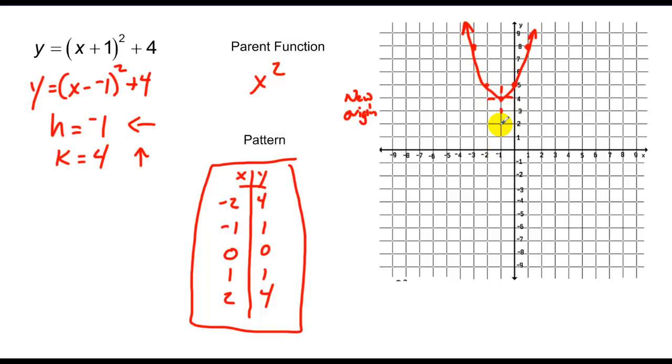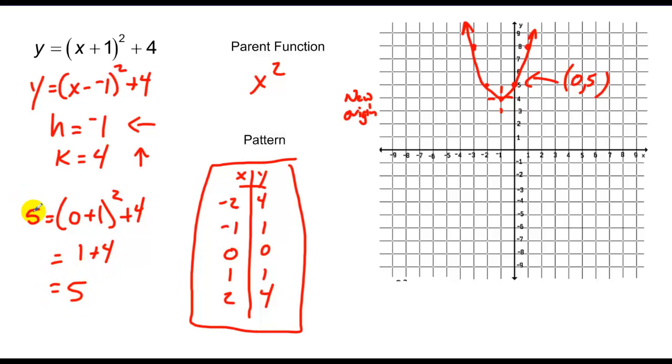And to check this, I'm going to pick a point on this graph. This point right here is 0, 5. And if I've graphed it correctly, 0, 5 is a solution to this equation. So I would say 5 equals 0 plus 1 squared plus 4. 1 squared is 1, plus 4 is equal to 5. 5 equals 5. It checks. This graph must be right, and I have not picked a single point to plug into this to get the y value out.